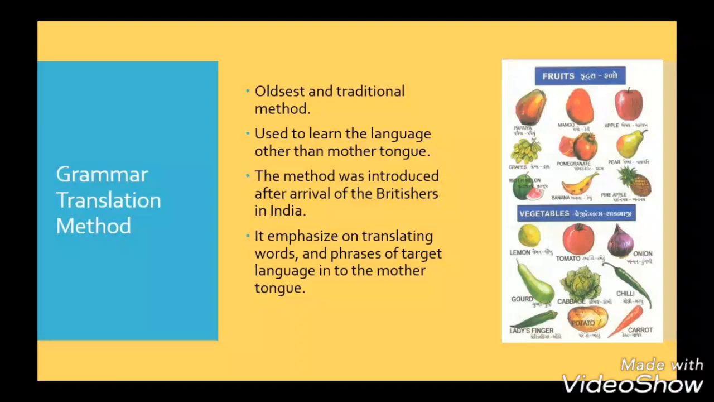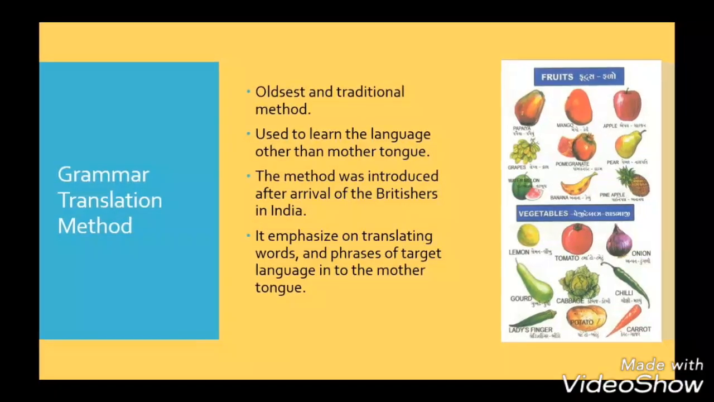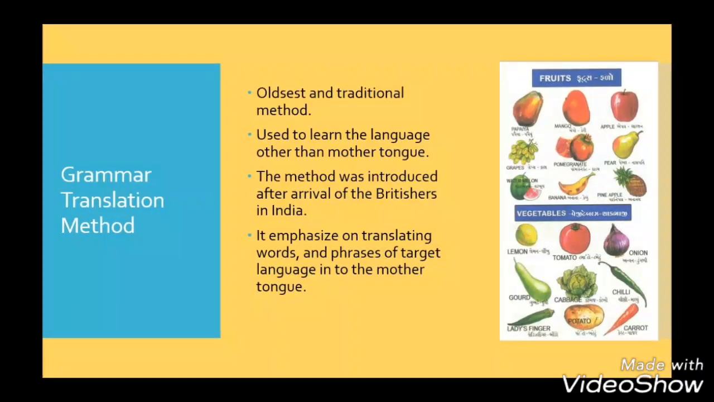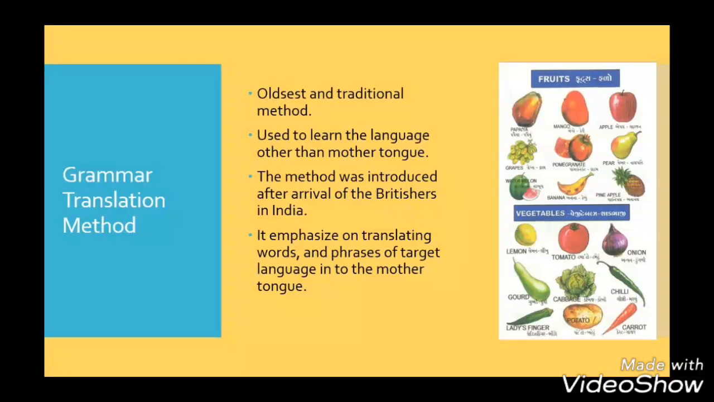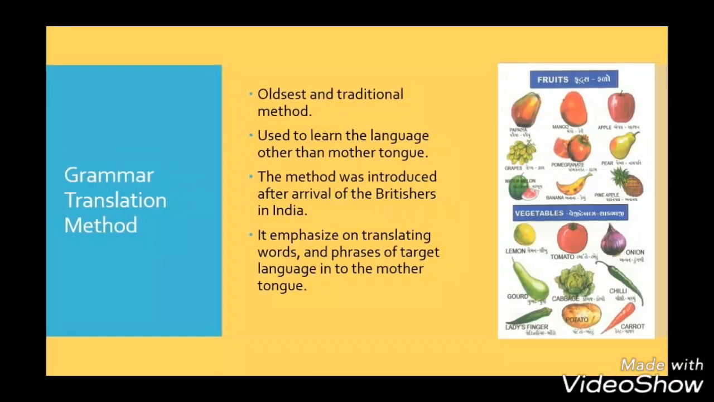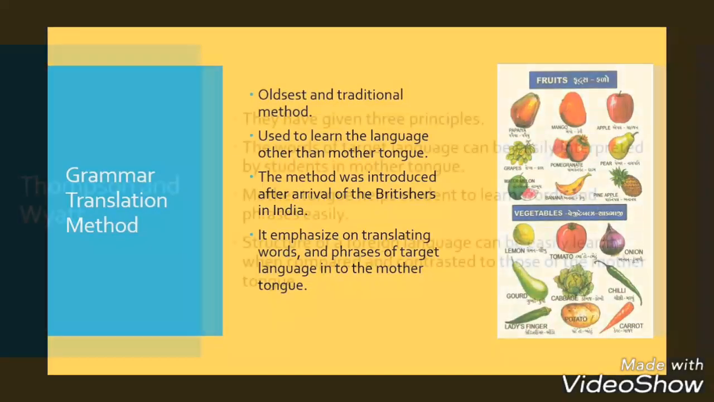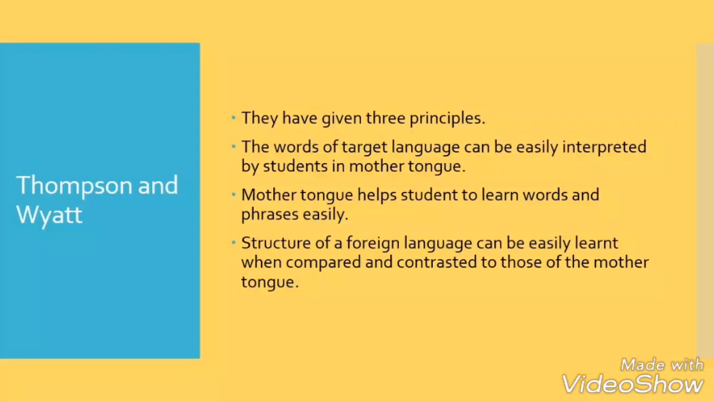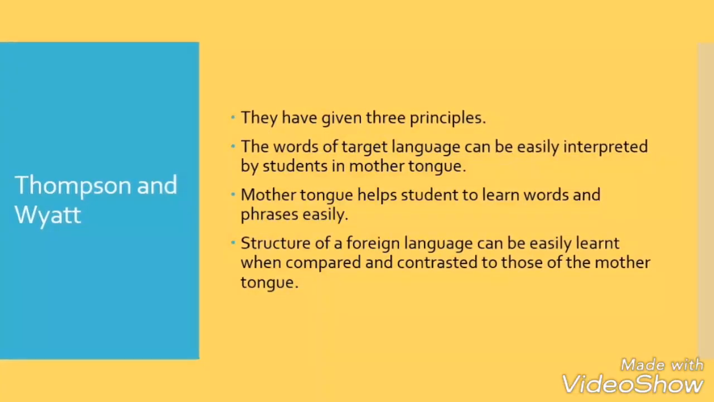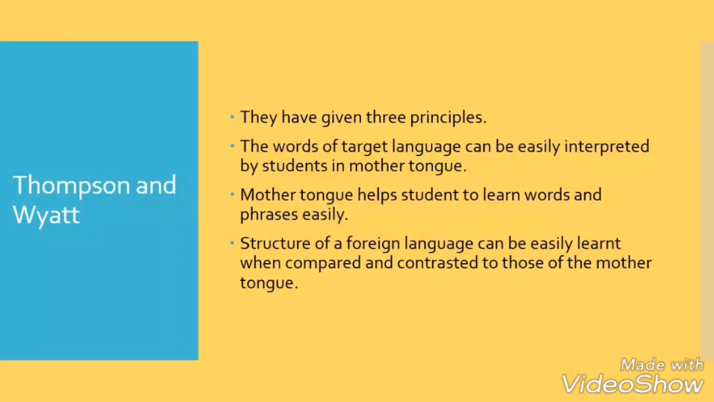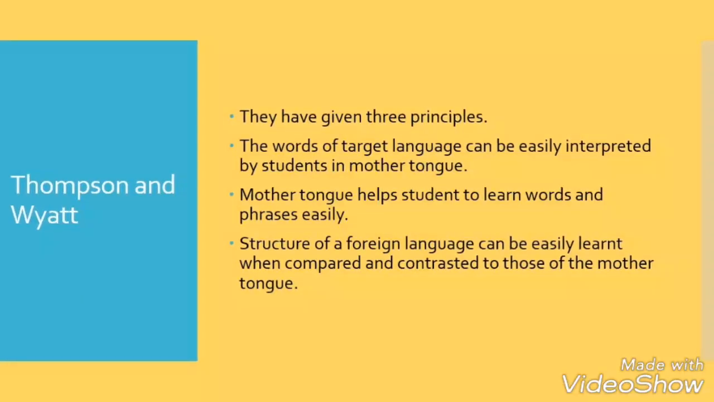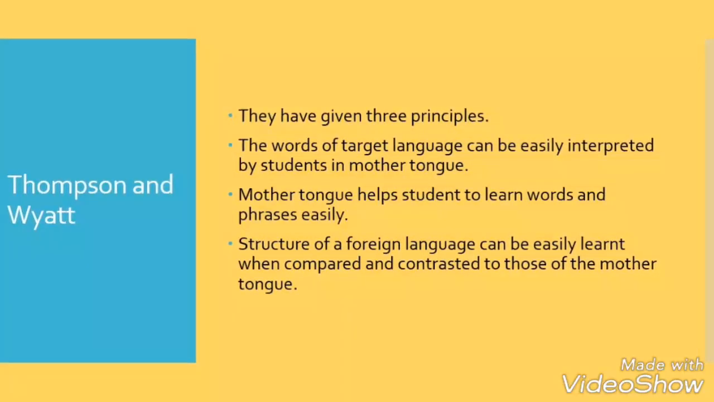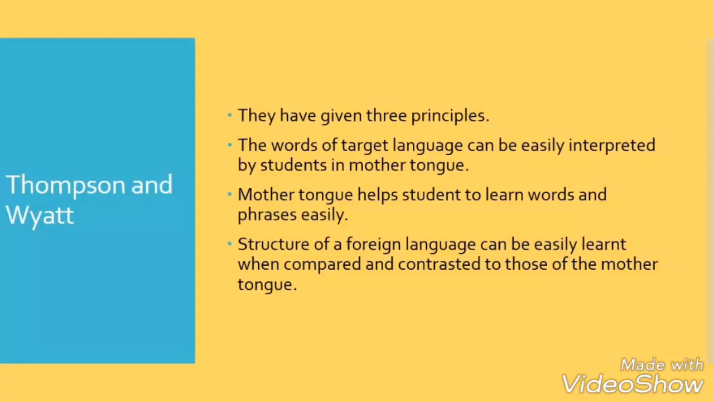And here we can see in this image how it is from nursery or primary level, how we used to do the translation and how we are learning the second language. Then Thomson and Gatt have given the three principles on which this method is based. That the words of the target language can be easily interpreted by a student in the mother tongue. So they think that the words which are new to them can be easily interpreted if we translate them into their mother tongue.